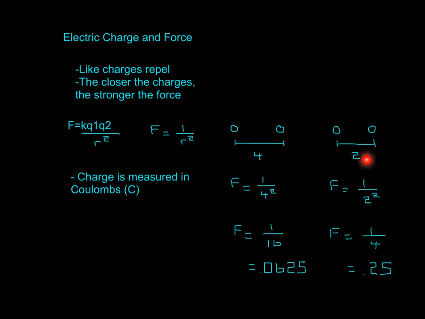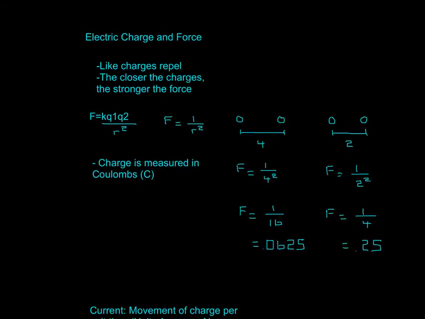Do the same thing for over here. So when the two charges are closer to each other, F equals 1 over 2 squared, you get F equals 1 over 4. So as you can see, 1 over 4 is a lot bigger than 1 over 16, 0.0625. So this just shows that the closer two charges are to each other, the stronger the force. And that's the main takeaway I want you to take from this equation. And just another fact, charge is measured in coulombs. These units will be handy later on.